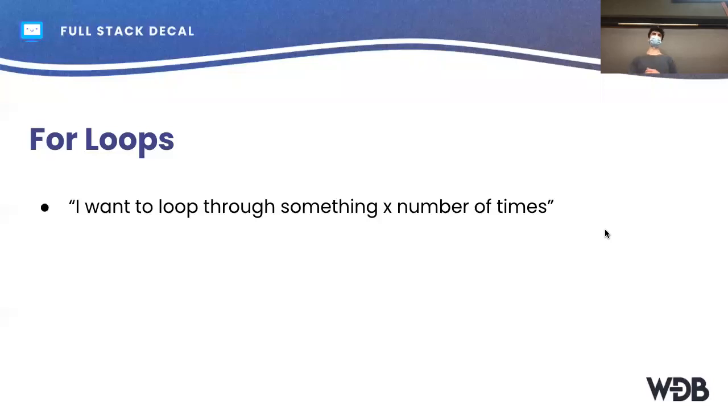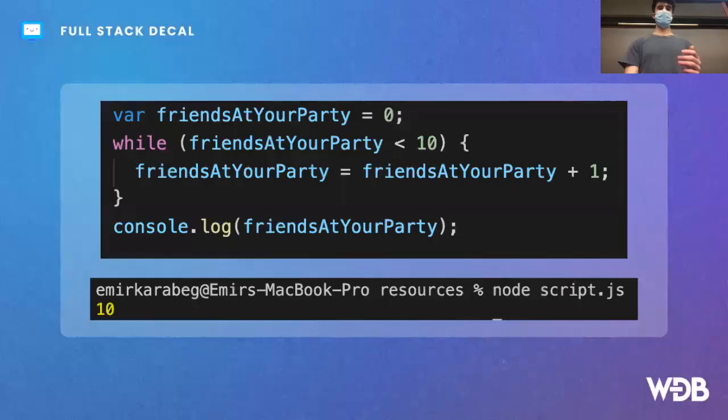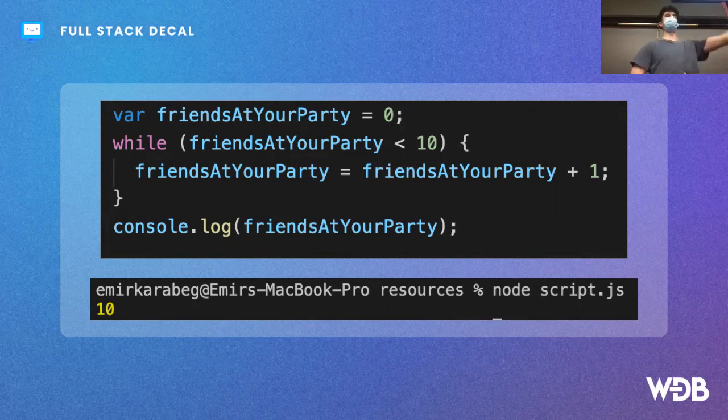So for loops, you guys want to think of it as, I want to loop through something X number of times. So notice that in the while loop, we didn't know how many times we wanted to do it. We just knew we wanted to do it until we have 10 friends at the party. Maybe the neighbors are going to get annoyed if there's more than 10 people there, right? So we just know we want less than 10 people. We don't care how we get there, just get us to 10 people.